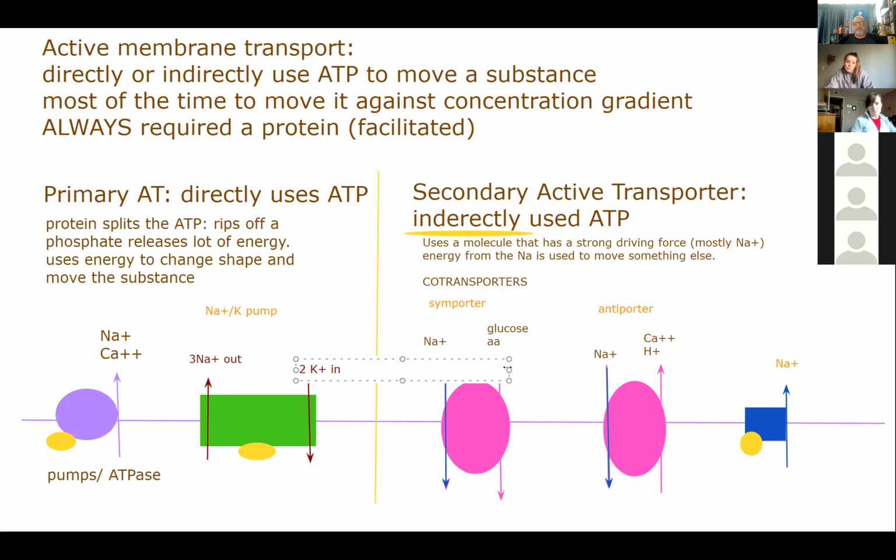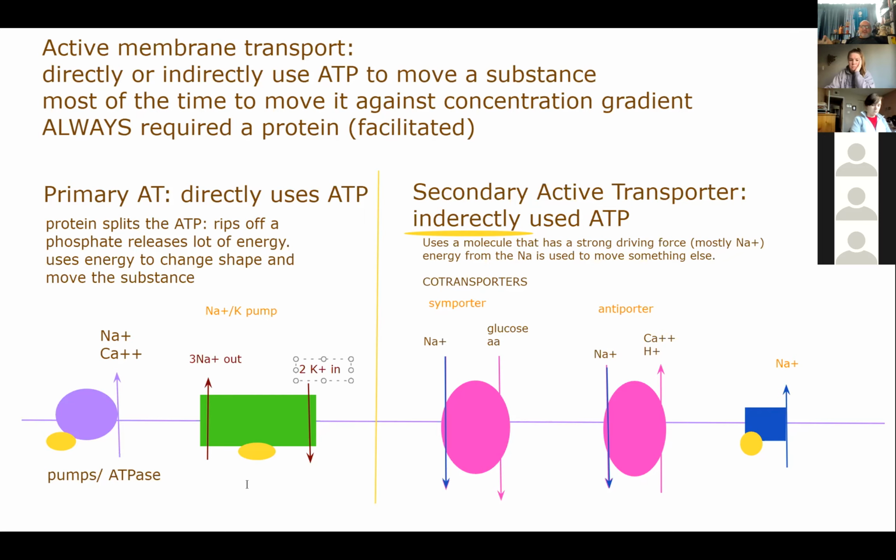Notice one more thing. Every time I use an ATP with this pump, how many positive things do I kick out of the cell? Well, you're thinking net. I'm saying how many physically do we move out? 3. How many positive things do we bring back? 2. So you're right. The net effect of this is we are kicking 3 positive things out and only bringing 2 positive things in. So notice every turn of this wheel makes the cell a little bit more negative.